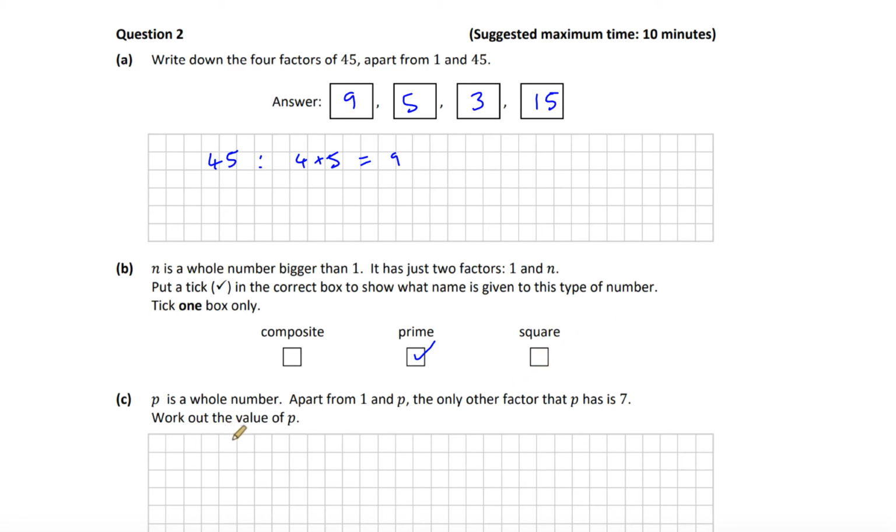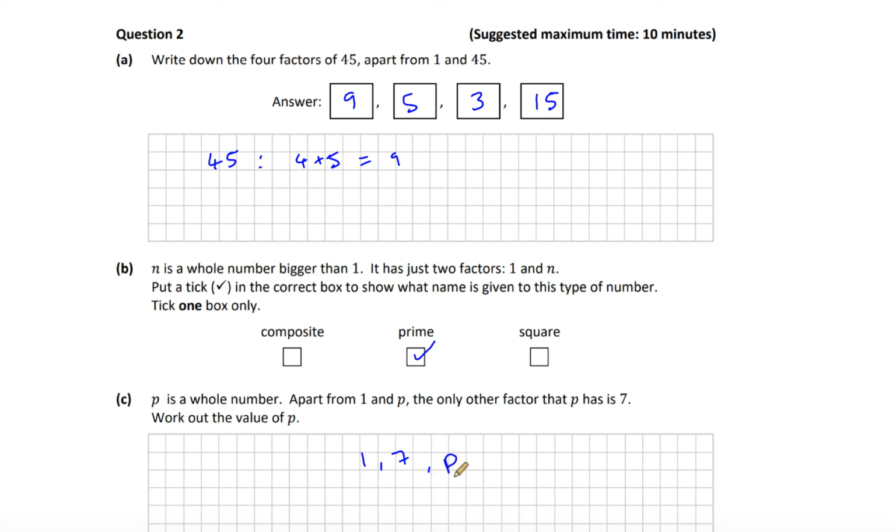Part C, P is a whole number. Apart from 1 and P, the only other factor that P has is 7. Work out the value of P. So you have 1, 7, and then the number P is also a factor. So 1, 7 and some number are the factors of this number P itself.